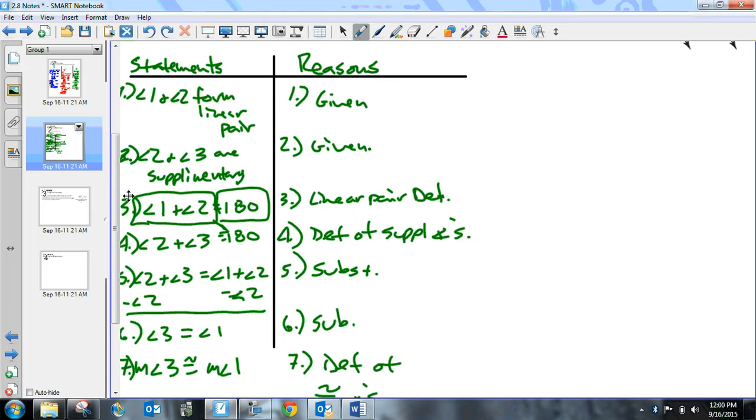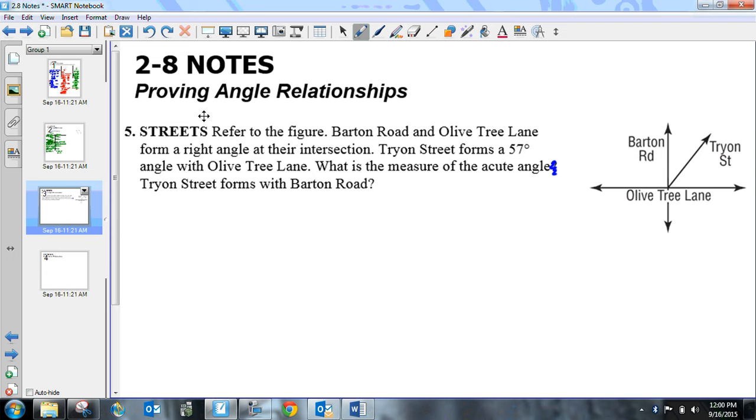Let me do the last one just real quick. Number 5, refer to the figure. Barton Road and Olive Tree Lane form a right angle at their intersection. Oh, isn't that nice? This is a right angle, which means this is also a right angle, this is also a right angle, and this is also a right angle. They're perpendicular. It says that Tryon Street forms a 57-degree angle with Olive Tree Lane. So this is 57 degrees. And then it asks, what is the measure of the acute angle Tryon Street forms with Barton Road? So now it wants to know what this angle measure is right here.